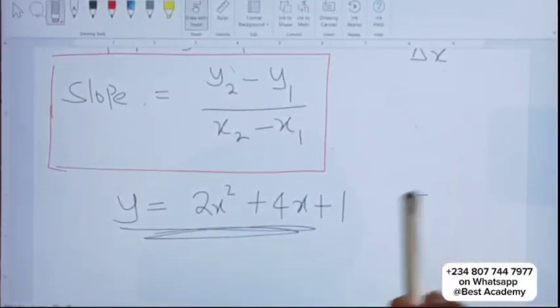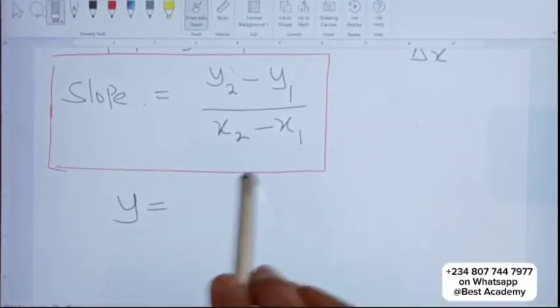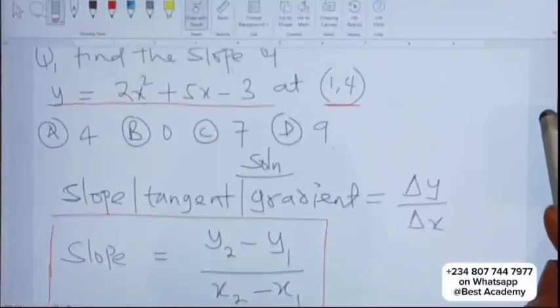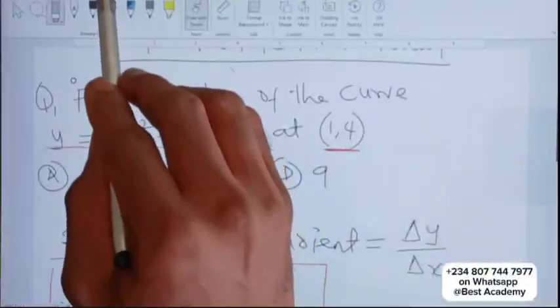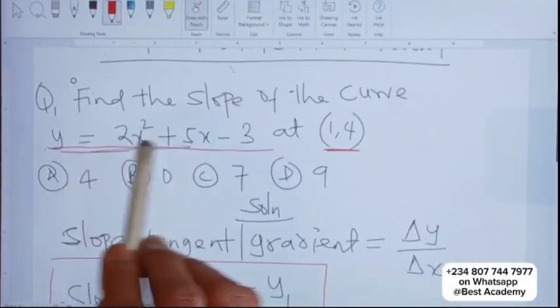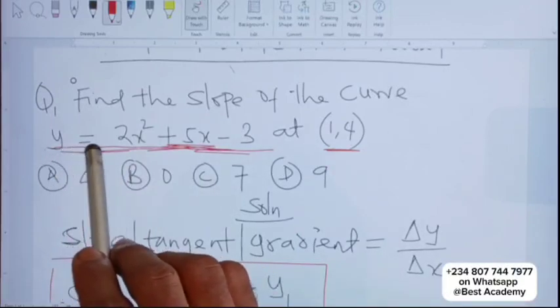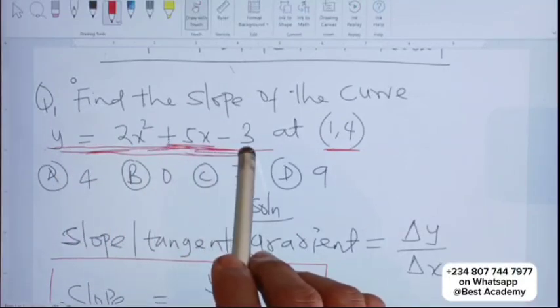Now we are asked to find the slope of that given expression. The question is not given to us in terms of coordinates, the question is given to us in terms of an expression. This is the expression given to us here. So let's solve for the derivative of this. Let's differentiate this here.